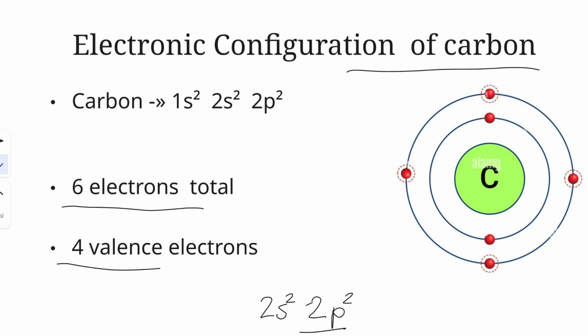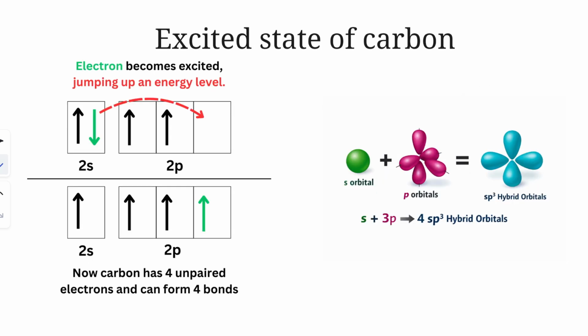That means it should form only 2 bonds, but experimentally, carbon forms 4 bonds in ethane. So how is this possible? To solve this problem, one electron from the 2s orbital gets promoted to the 2p orbital. Now, carbon has 1 electron in the 2s orbital and 3 electrons in the 2p orbital. This creates 4 unpaired electrons that can now form 4 bonds.